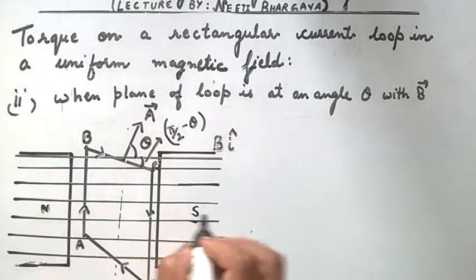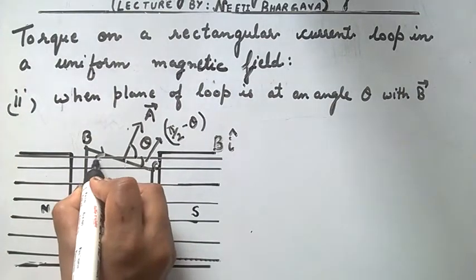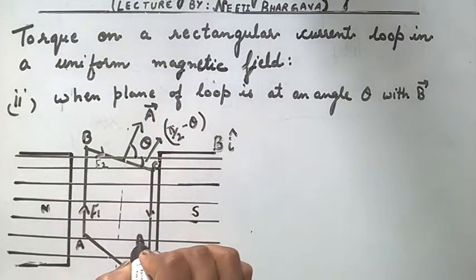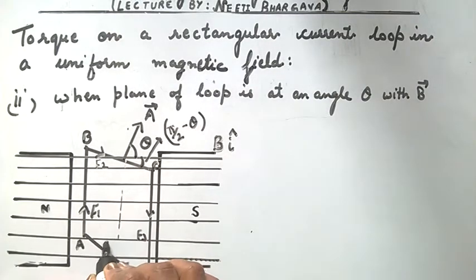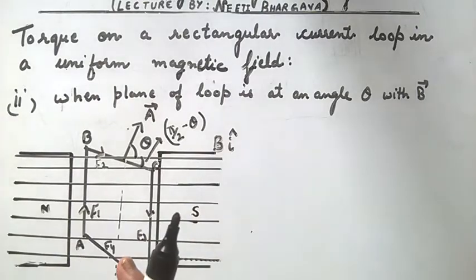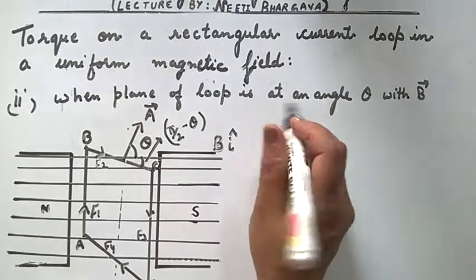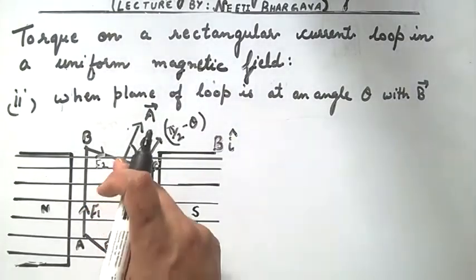Forces are F1, F2, and for side CD, F3 and F4. Now here the torque produced will be somewhat less than the previous case which we have studied. In that case the torque was maximum. Here, as the perpendicular distance is less as compared to the previous case, the torque is also less. Now let's find the value of forces on sides BC and AD.